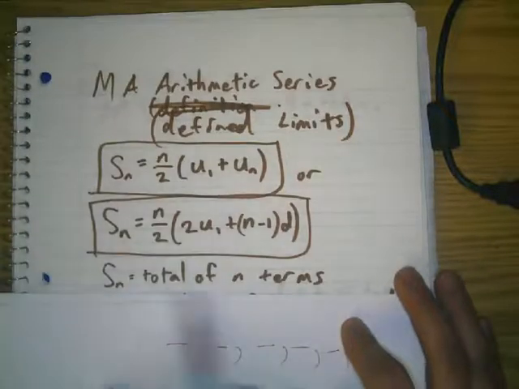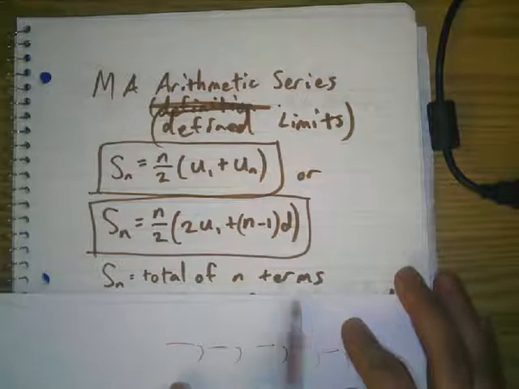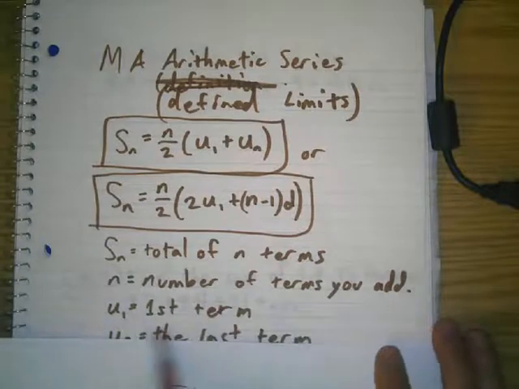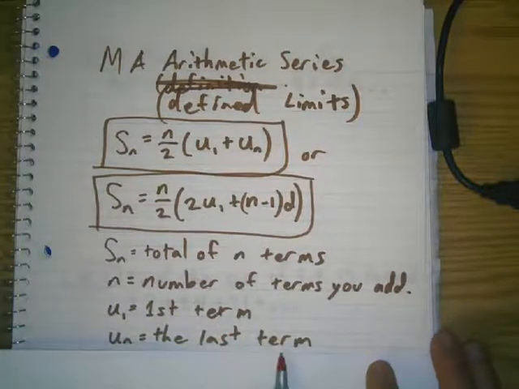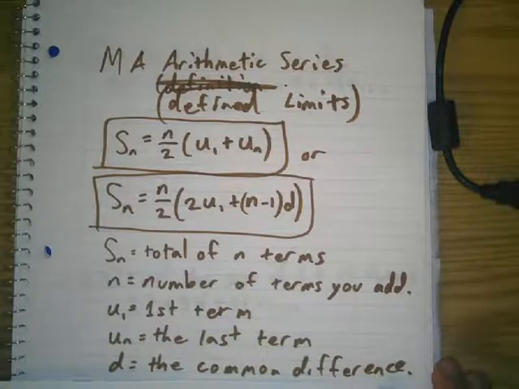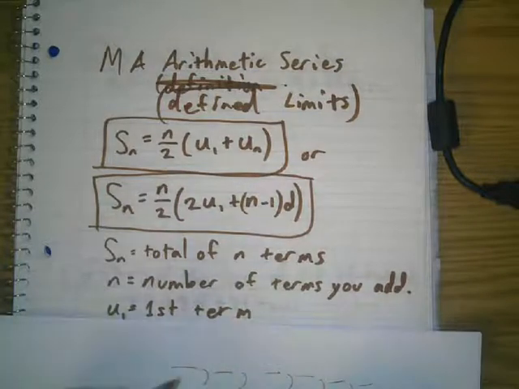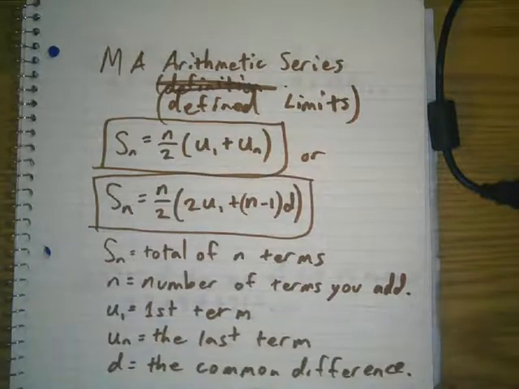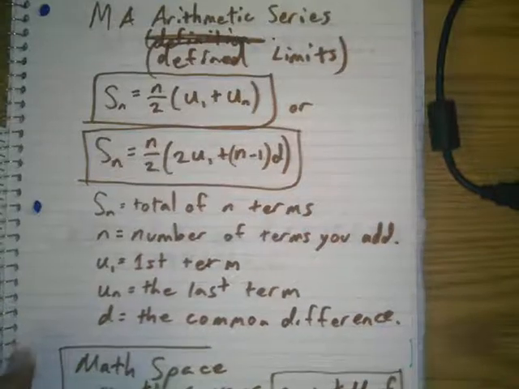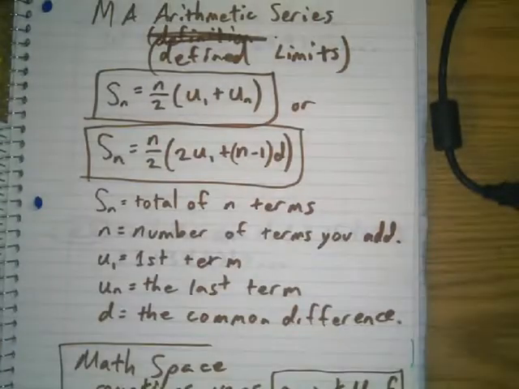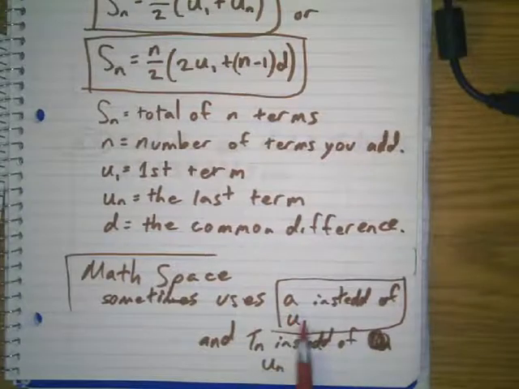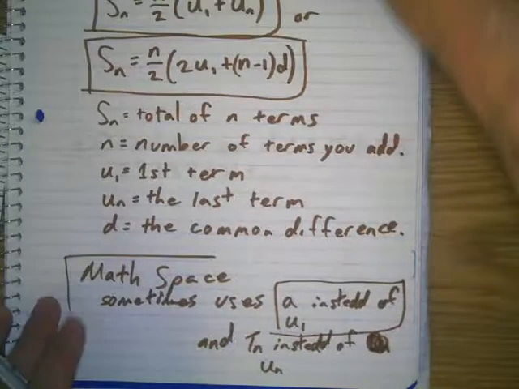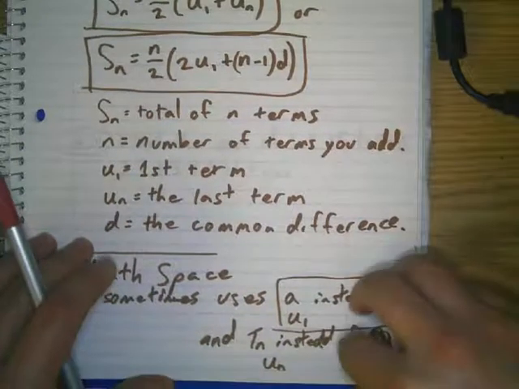So S sub n is the total of all the terms added together. N is the number of terms that we're going to be adding together. U sub 1 is the very first term. U sub n is the last term. D is the common difference, the difference between each term. To get to the next one, we have to add d, right? Okay. And then on Math Space, instead of U sub 1, you might be seeing the letter A, and T sub n instead of U sub n. So let's just do some examples, and then you'll be able to do your Math Space homework.